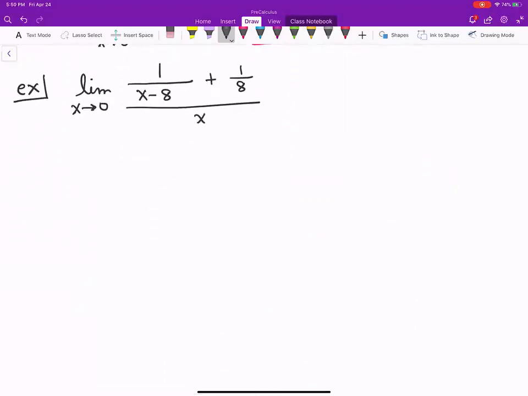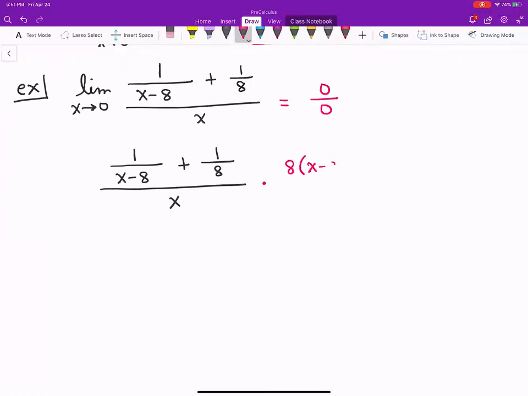Okay, if you just plugged 0 in right away, which is what you should have done, you would have gotten 0 over 0. So then you want to simplify this on down. And the common denominator between the denominators, which the only denominators are the x minus 8 and the 8, would be 8 times x minus 8. And I will multiply that by this carefully chosen value of 1.